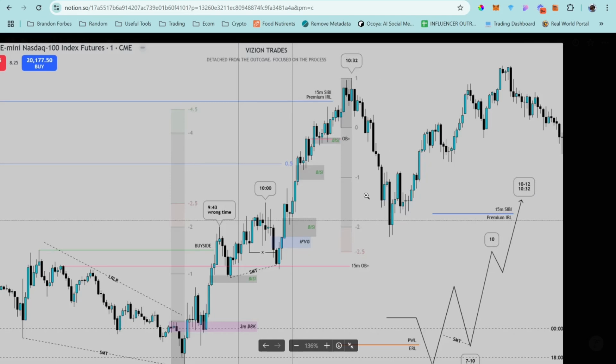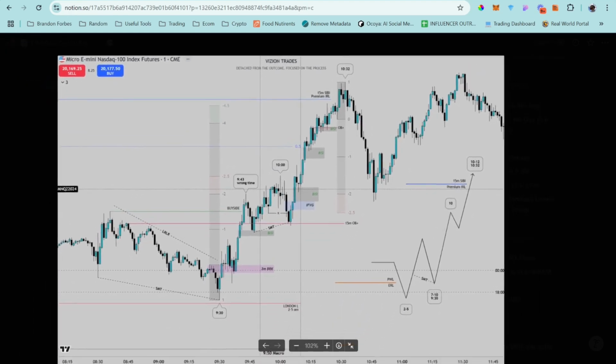Then price just goes down, rebalances to an IRL within this discount right here. So we can see this range here. We're in discount in this 2 to 2.5 level here, and we reverse from there. Okay, so that was the trading day.